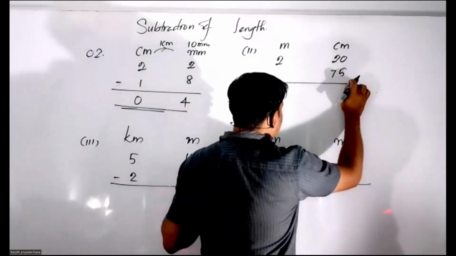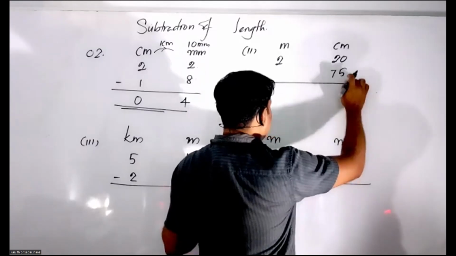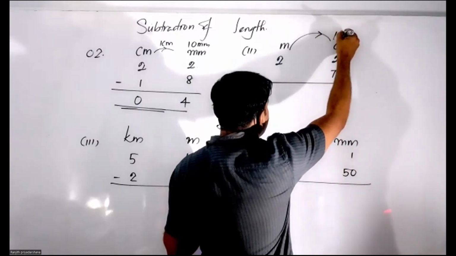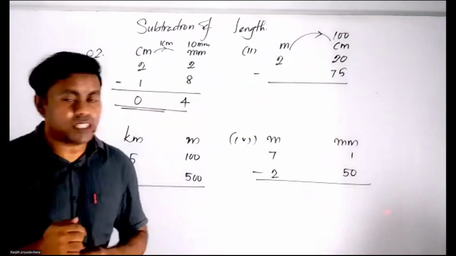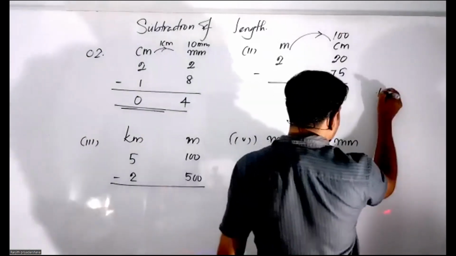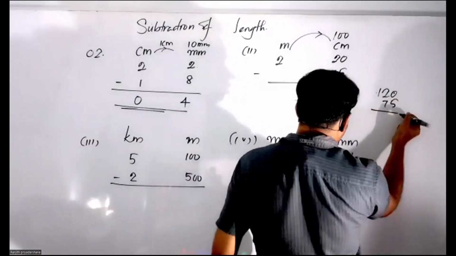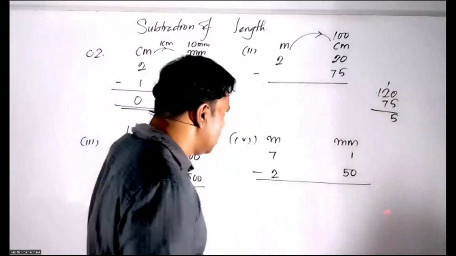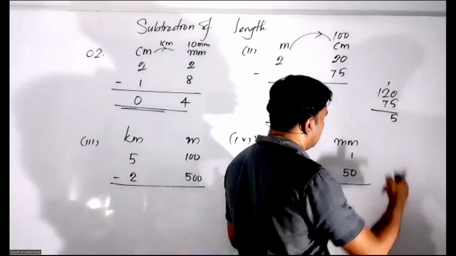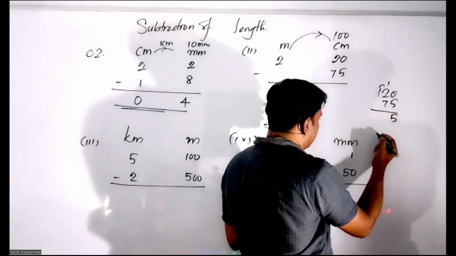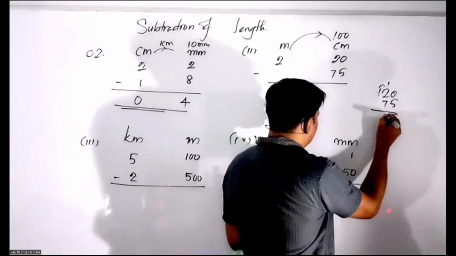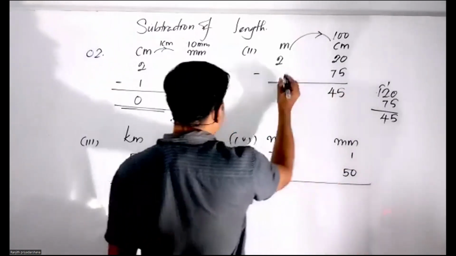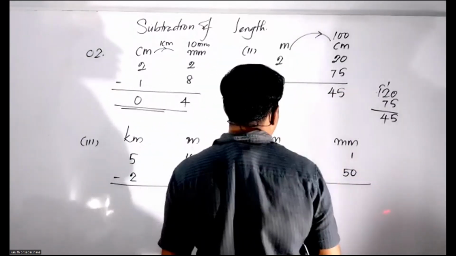0 subtraction 5, and 20 centimeters subtraction 75 is impossible. You take 1 meter. 1 meter means 100 centimeters. Now 120 subtraction 75. 10 subtraction 5 is 5. Now here 1 exists, 1 subtraction 7 impossible. You take this one as 11, 11 subtraction 7. Now what remains here? 1 meter and 45 centimeters.